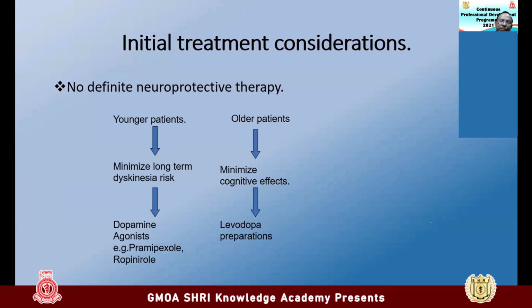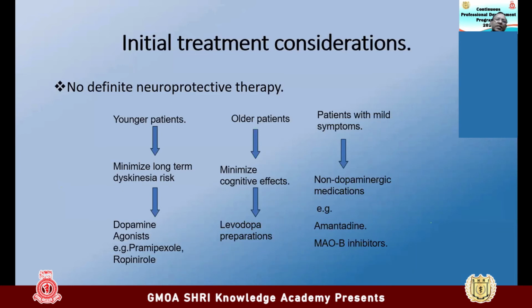Second is an older patient, maybe 65 to 70 years old. In these patients you have to minimize cognitive effects, because you know dopamine agonists are more prone to cause them. Therefore, without starting a dopamine agonist, you start levodopa straight away in these patients.